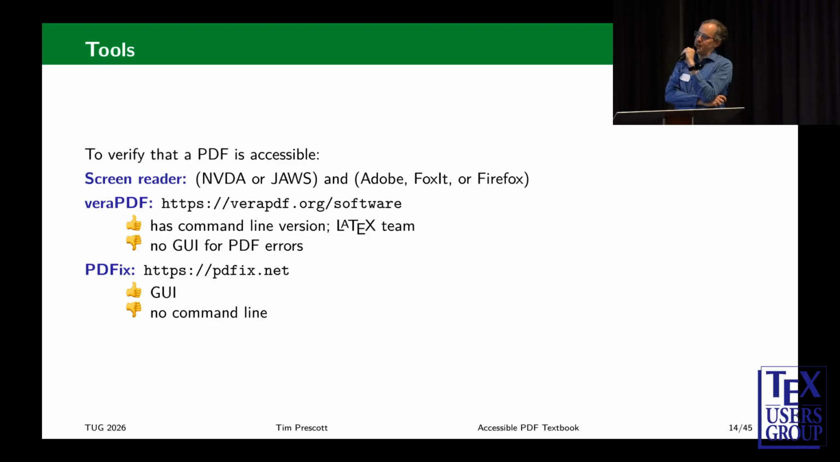The problem with VeraPDF is that if it does find an error, it will tell you where that error is according to the PDF structure, which is not exactly enlightening. PDFix, whatever, is another option. It has the same back end, but it has a graphical user interface, so you can actually figure out where your problems are. It doesn't have a command line at all. Okay.